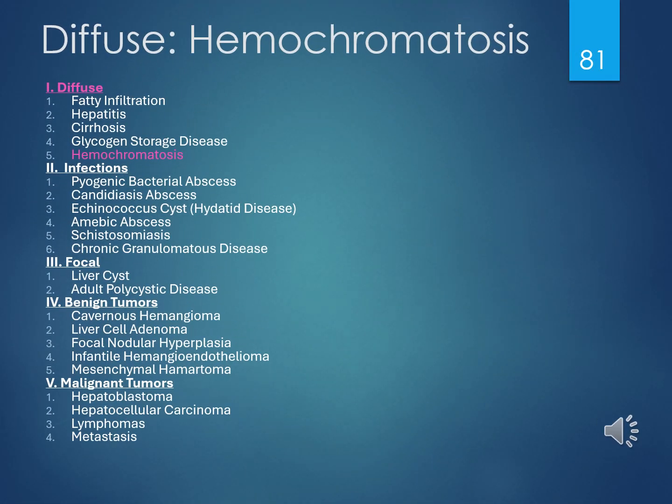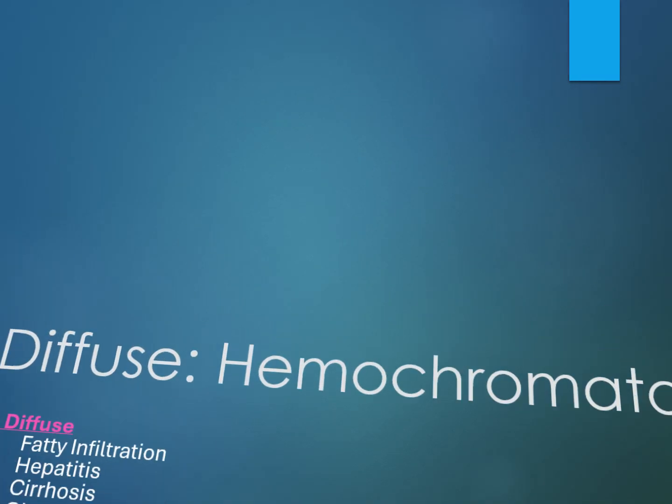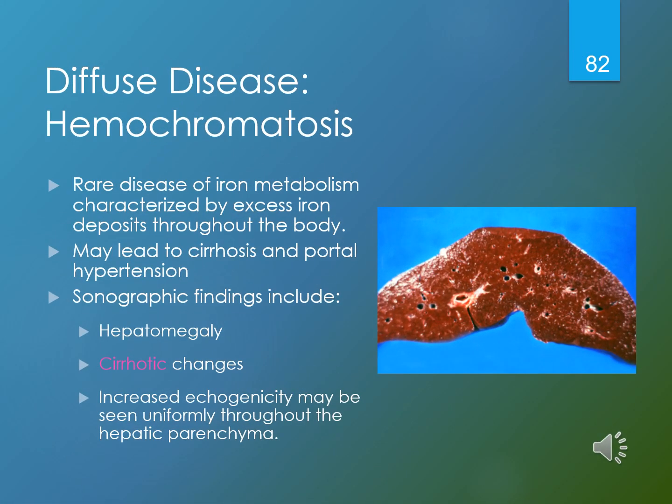Last diffuse disease, hemochromatosis. Our next diffuse disease is hemochromatosis. So osis means condition of. Oftentimes that condition is having too much of something. So for example, endometriosis is having too many endometrial cells in too many places. Hemochromatosis means heme, blood, chrome, color. So condition of having a blood-colored liver.